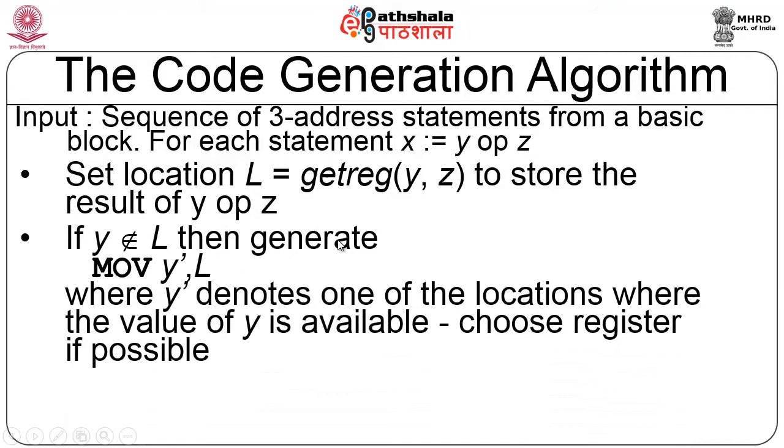Now if y doesn't belong to L, meaning that if the variable y is not available in this register, which means that the get register function, if a particular variable y is in a register, will return the same register as the answer. Supposing y is available in R0, the get register function will return the register R0 itself as a return value, which will be assigned to L. So that is why we check here, if y doesn't belong to L, you generate the instruction move y dash comma L, where y dash denotes one of the locations where the value of y is available. Typically we will choose a register.